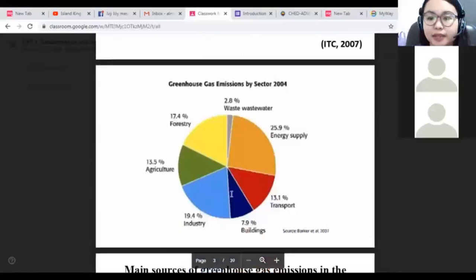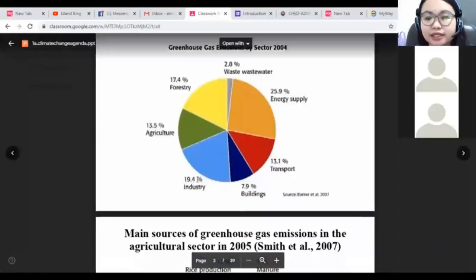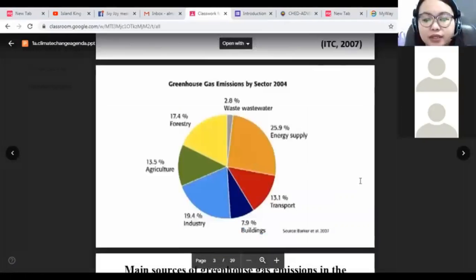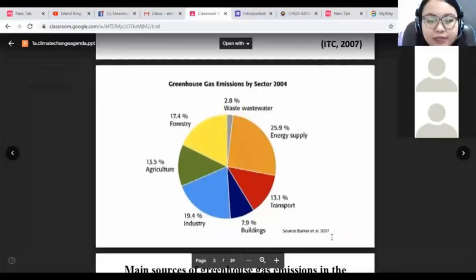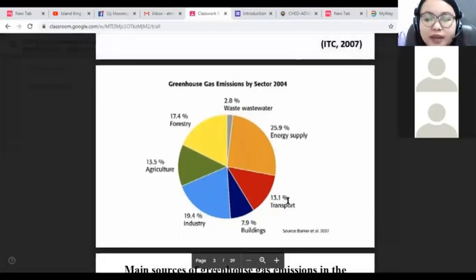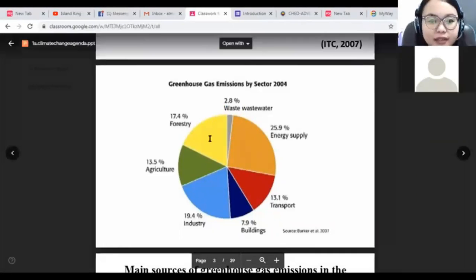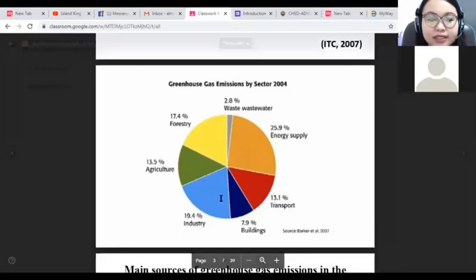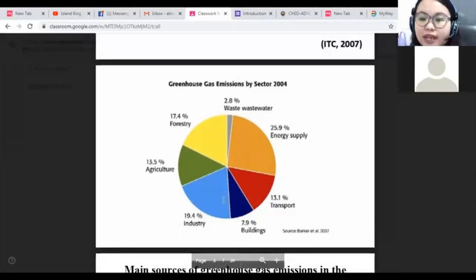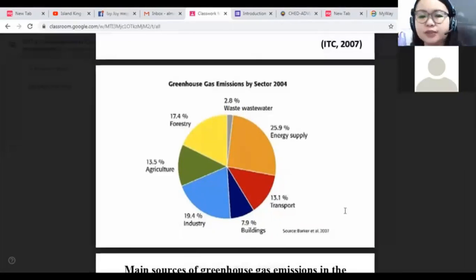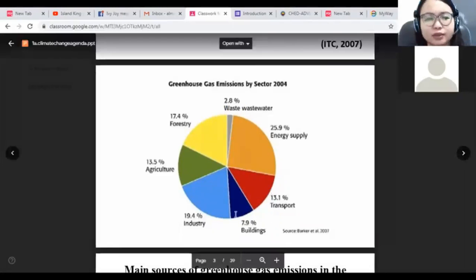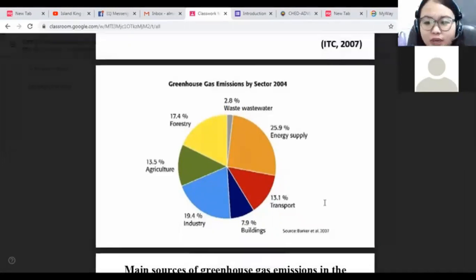health of the plants. So in the next slide, you can see here the greenhouse gas emissions by sector. This data was from 2004, which was published in 2007 by Barker and companions. So as you can see, which has the highest contribution of gas emissions? Is it agriculture, forestry, wastewater, energy supply, industry, or what?